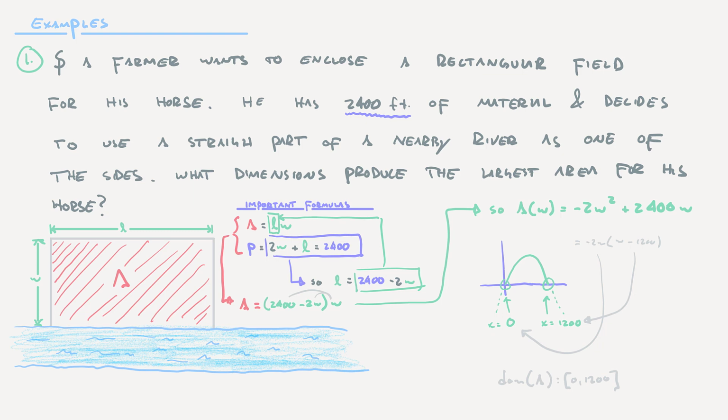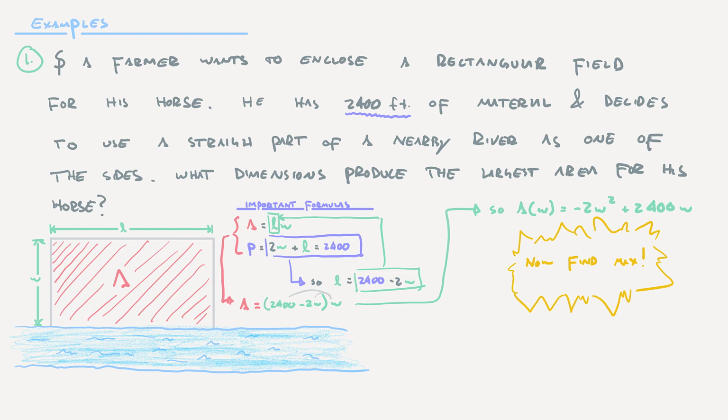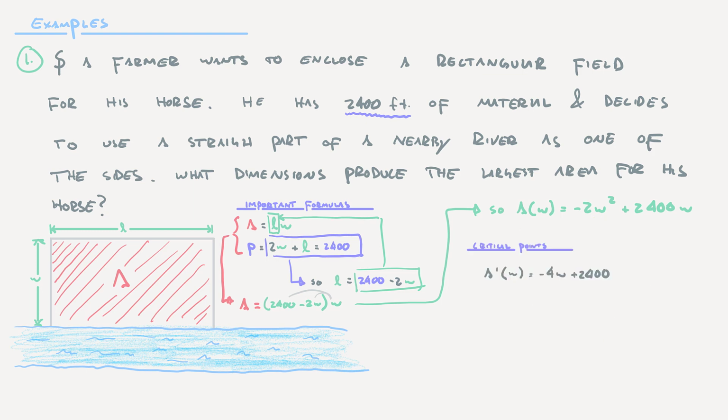Even plugging them in though, A of 0 is equal to A of 1200, which is, they're both 0. So even though we should still calculate them along with the critical point that we find, which is going to be where our derivative is 0, those aren't going to be the absolute maximums. They both give us 0. So now we need to actually find the maximum, which means we need to take the first derivative.